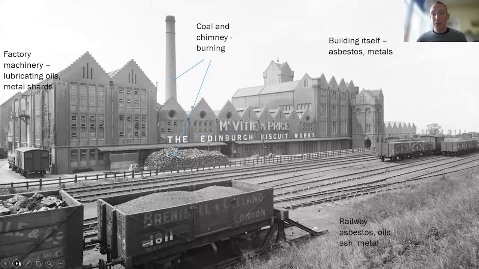Then the building itself. If this building contains asbestos or fragments of metal that are not handled correctly during demolition, all of that can contaminate the ground when the building is taken away.